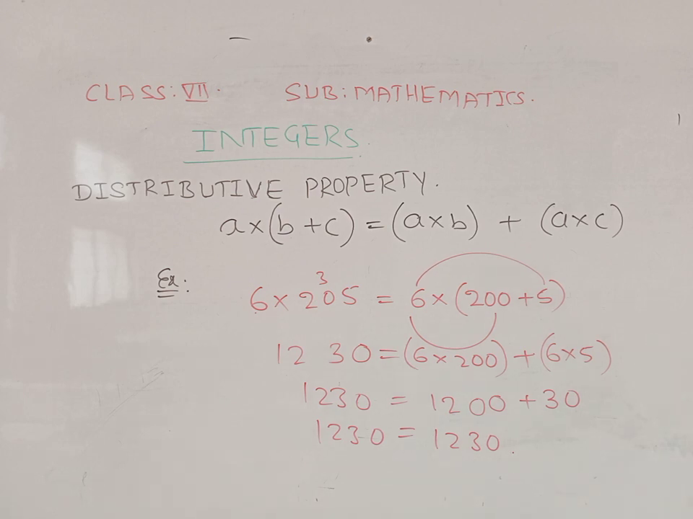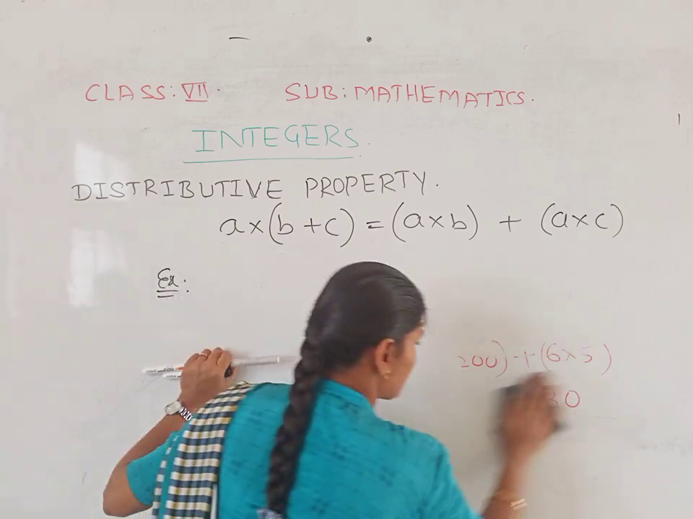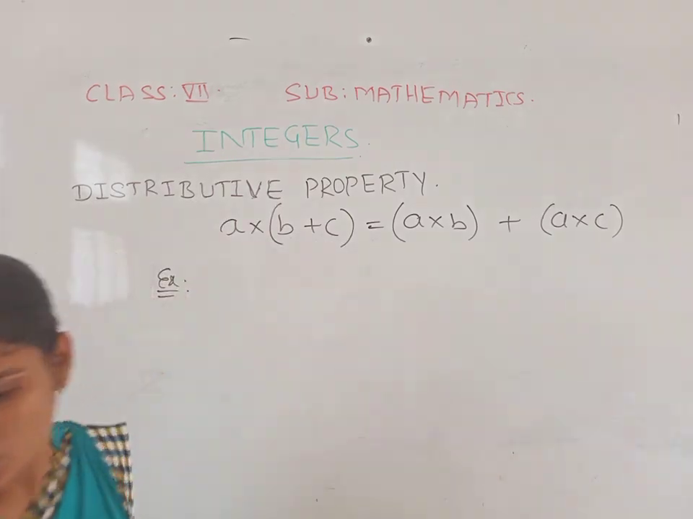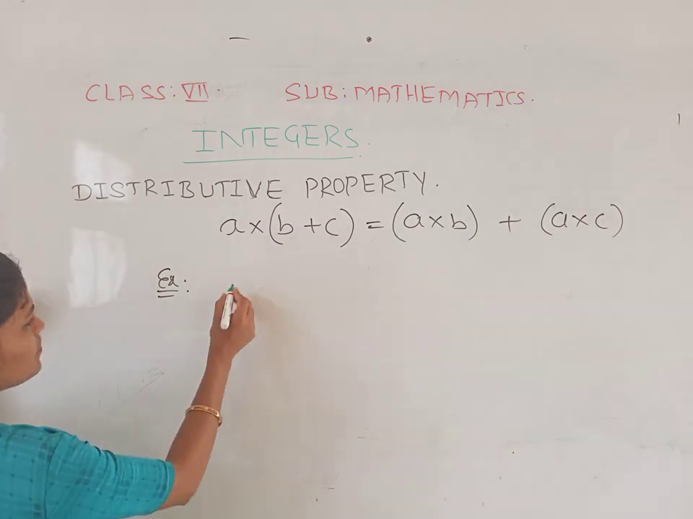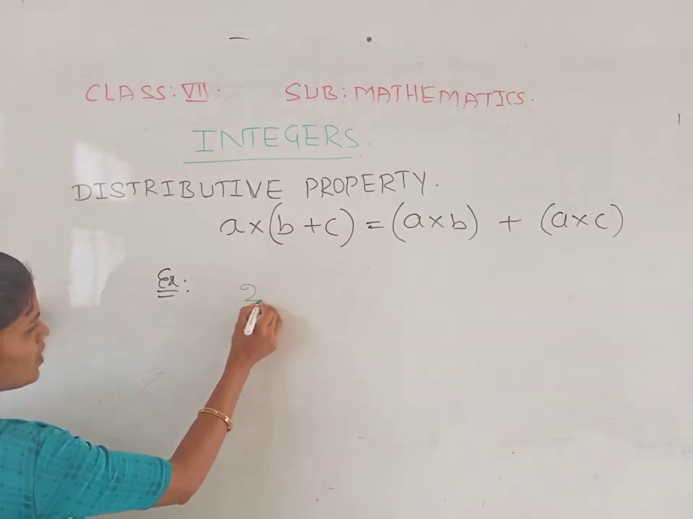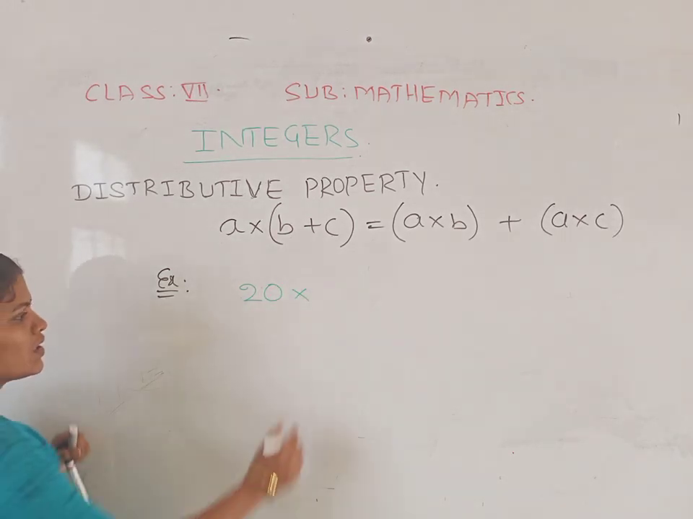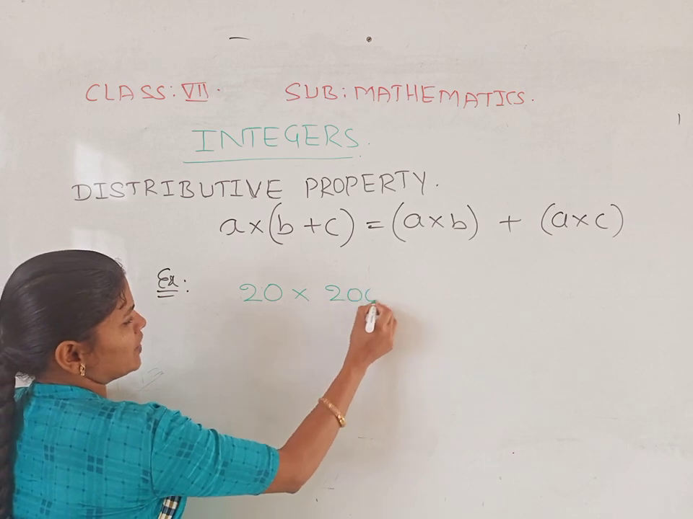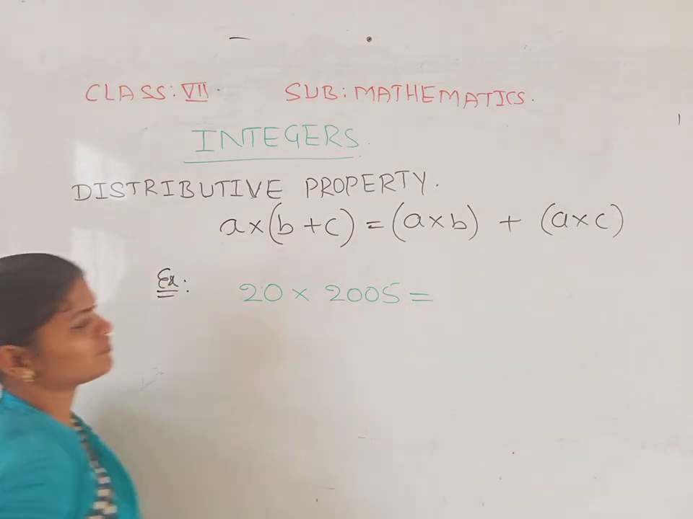Yes, I hope you have completed this one. Shall I give one more example? Okay, take here. By using the distributive property, we have to find the product of two larger numbers. Just I will give now. 20 into 2005. Find the product.